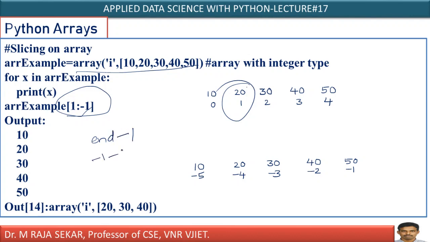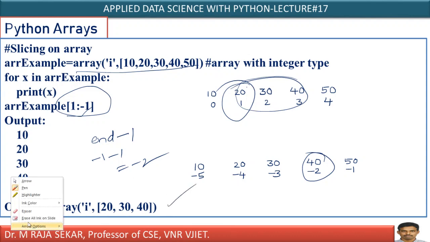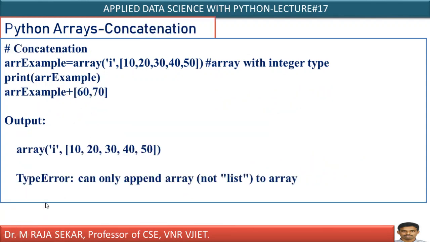Here end is minus 1, so minus 2. It starts at 1 and will display elements till it reaches the minus 2 index, this one. Therefore 20, 30, 40 from these elements will get displayed. Just see, 20, 30, 40, those elements will get displayed on screen.